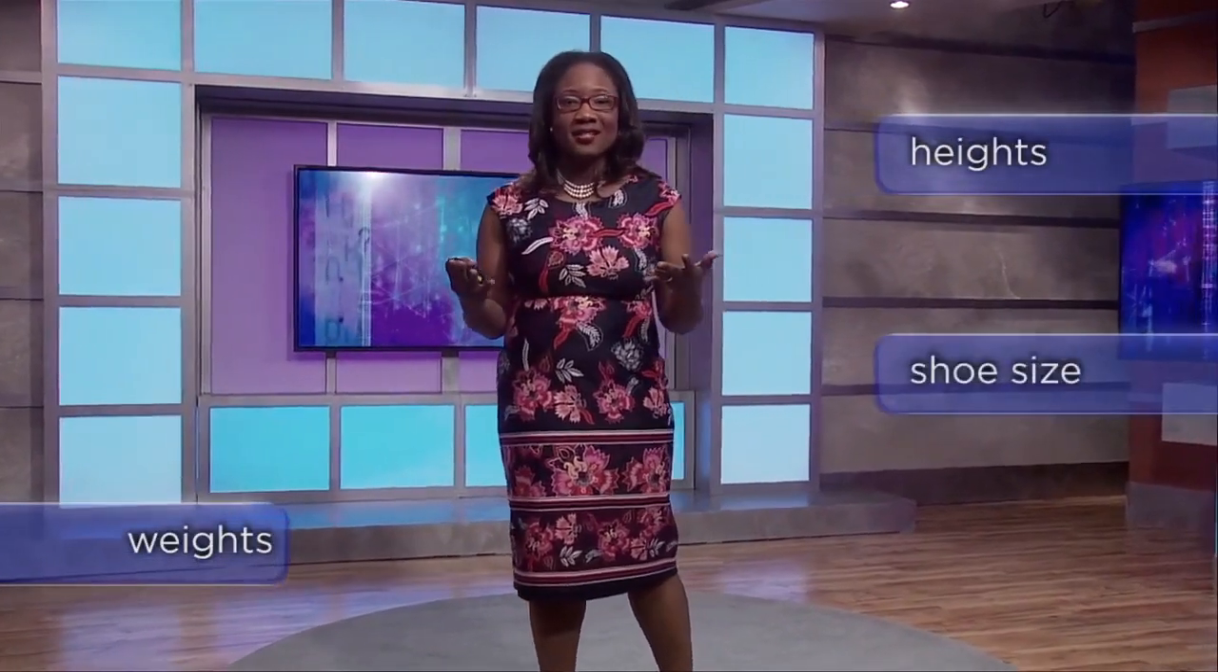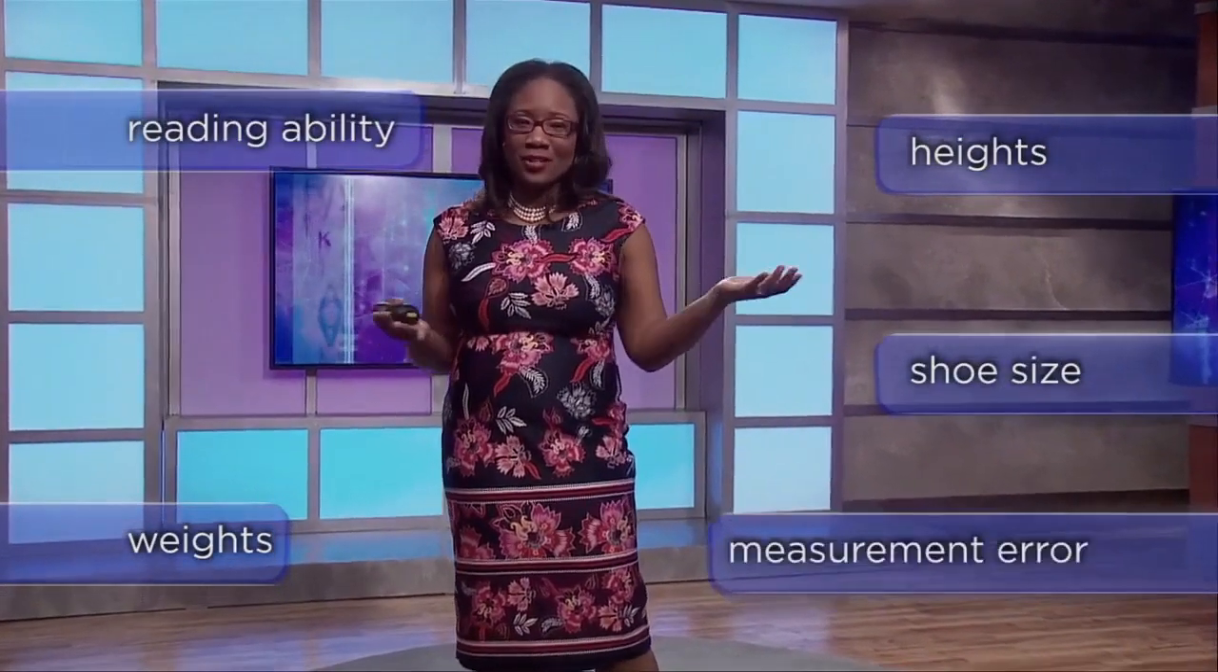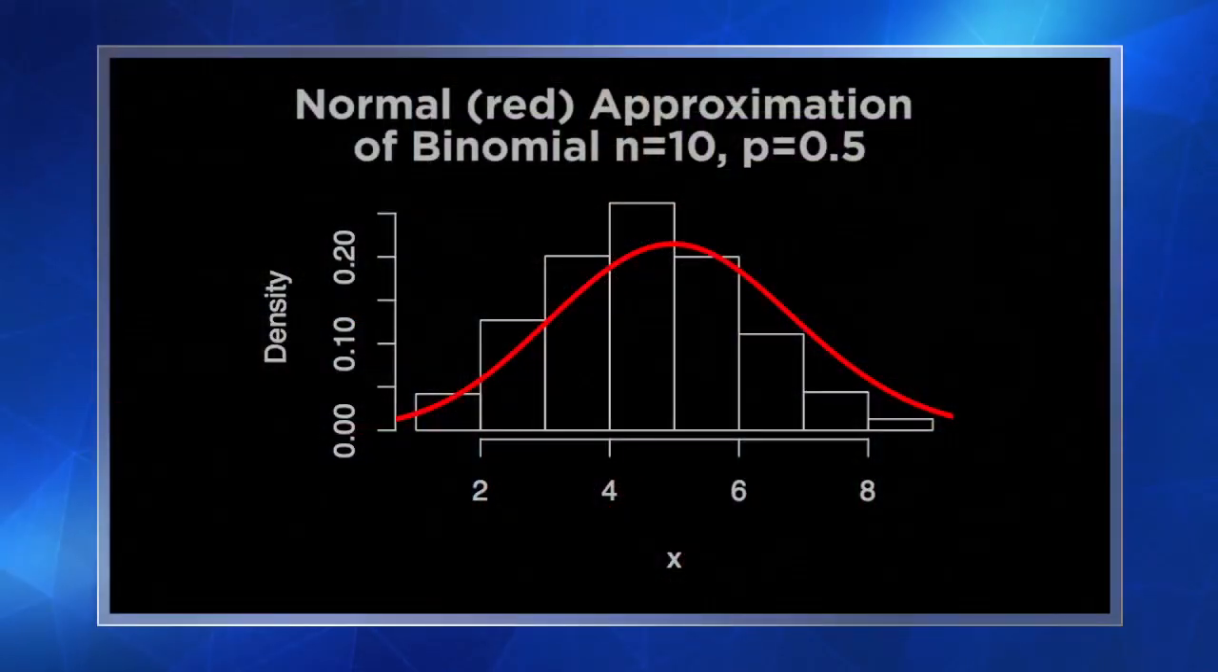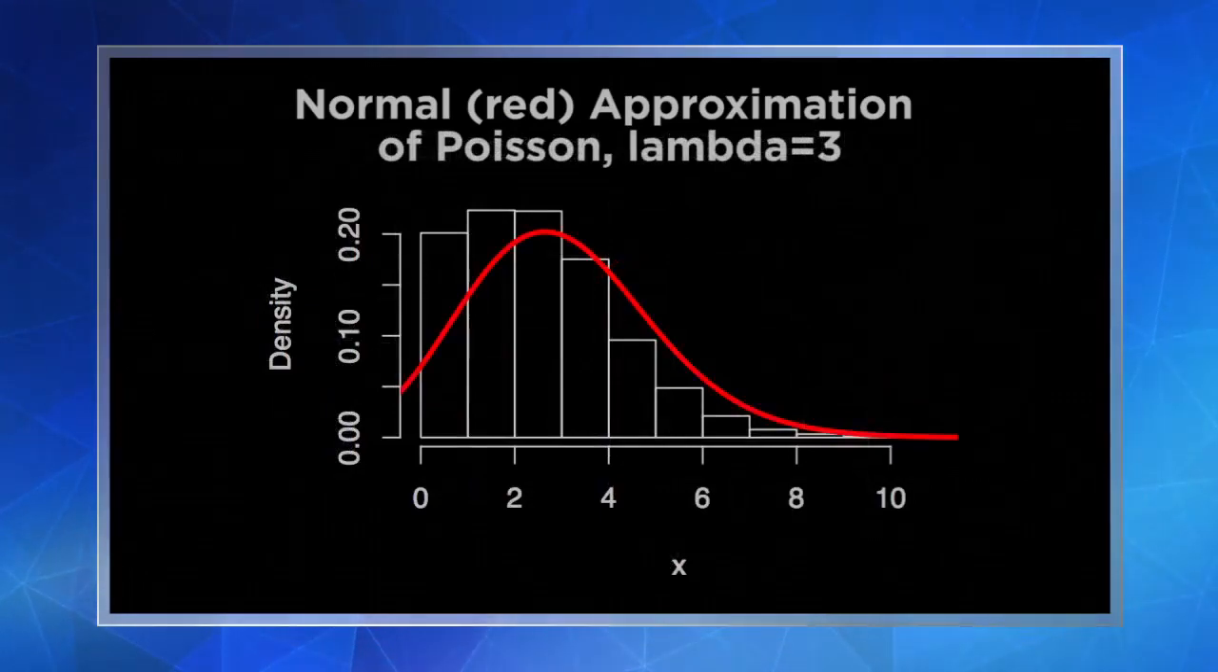Now, why is the normal distribution the most common distribution in statistics? Well, here's why. It's because normal distributions approximate so many of the natural phenomena that we see around us. And in fact, it's become the gold standard for probability problems. Many of the variables that we observe in everyday life, like heights and weights, shoe sizes, reading ability, measurement error, are all approximately normally distributed. And even some of the discrete variables that we've talked about before, like the binomial, we can actually approximate with a normal distribution.